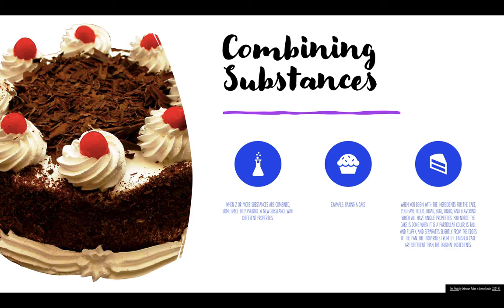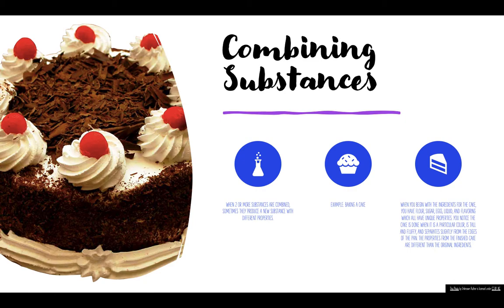Combining substances continues on from the carrot and celery example, but when 2 or more substances are combined, sometimes they produce a new substance with different properties. I know that text is tiny. I don't know why it's so tiny because it wasn't tiny when I made the PowerPoint. Anyway, an example is baking a cake, and I think it's a great one. When you begin with the ingredients for the cake, you have flour, sugar, eggs, liquid, and flavoring, which all have unique properties. You can observe an egg. If I showed you a picture of an egg, you could tell me that's an egg, and you could describe it too.